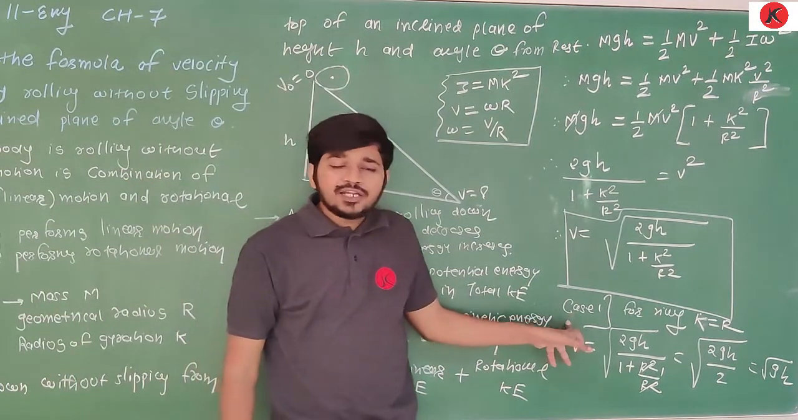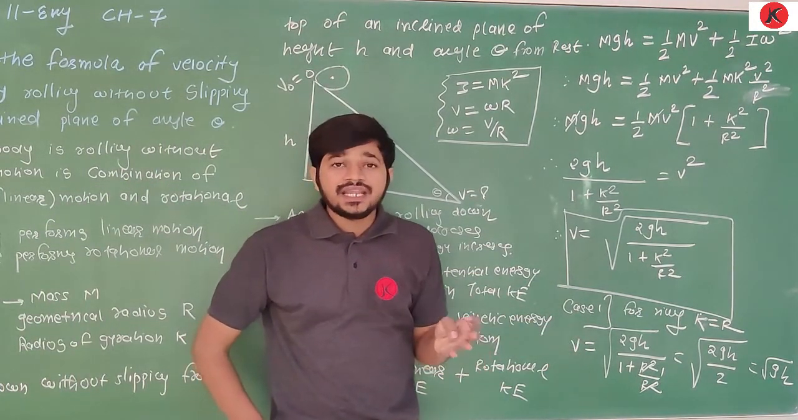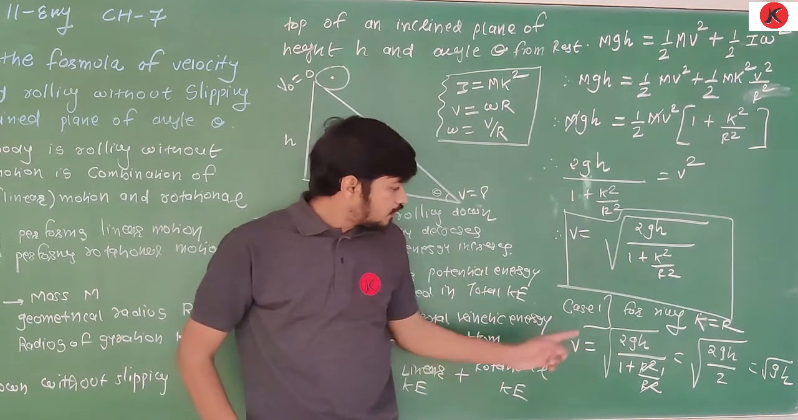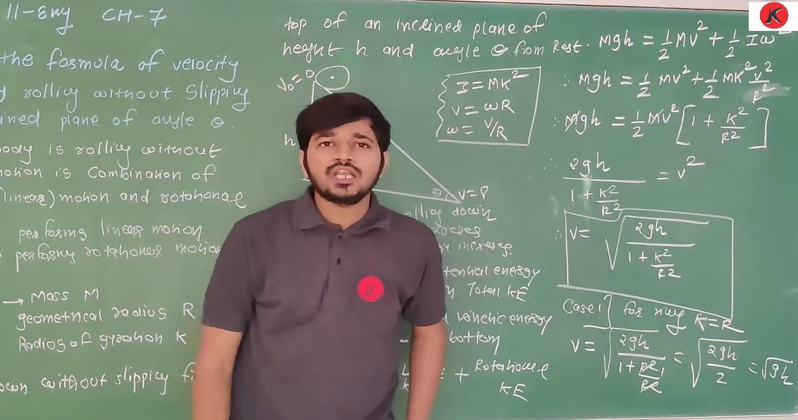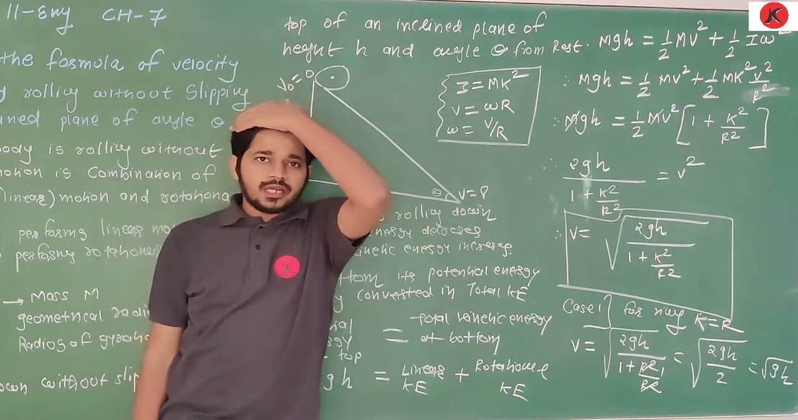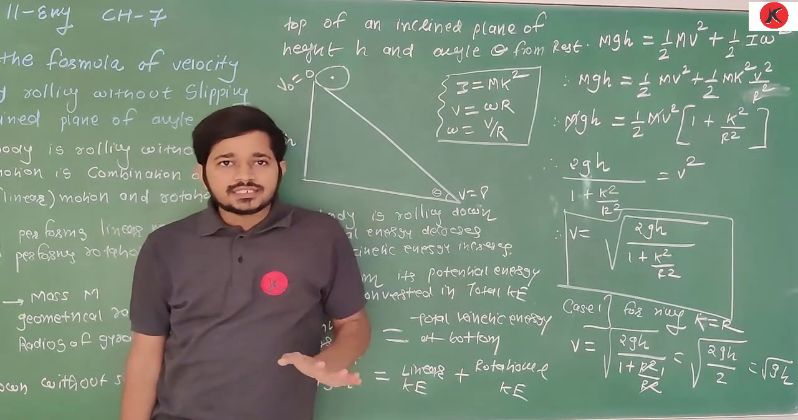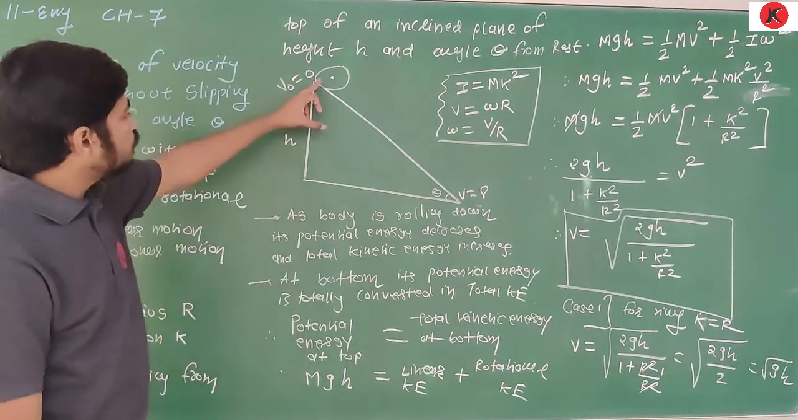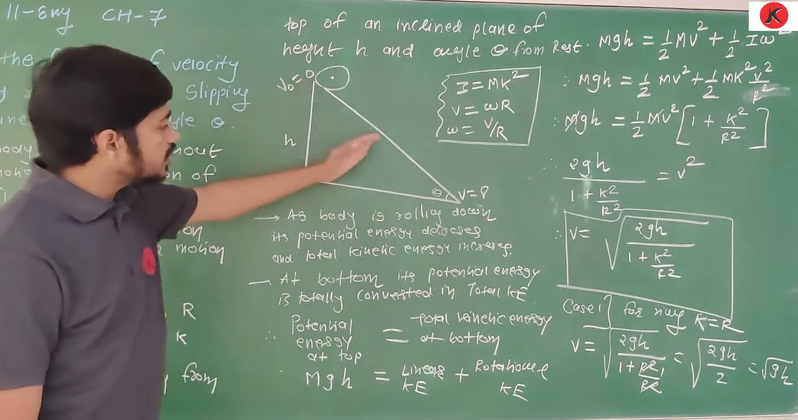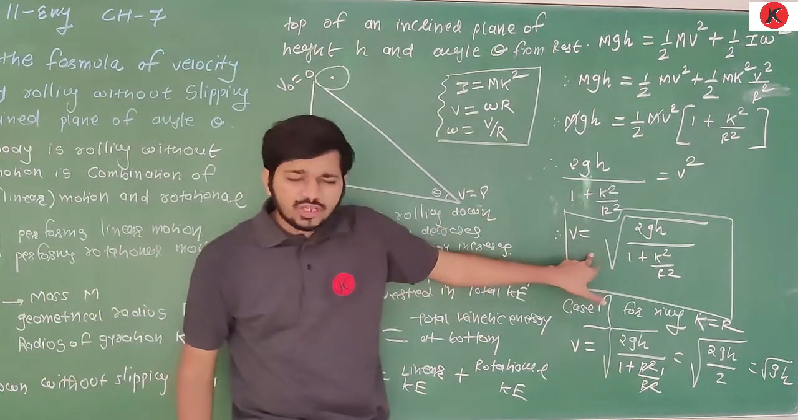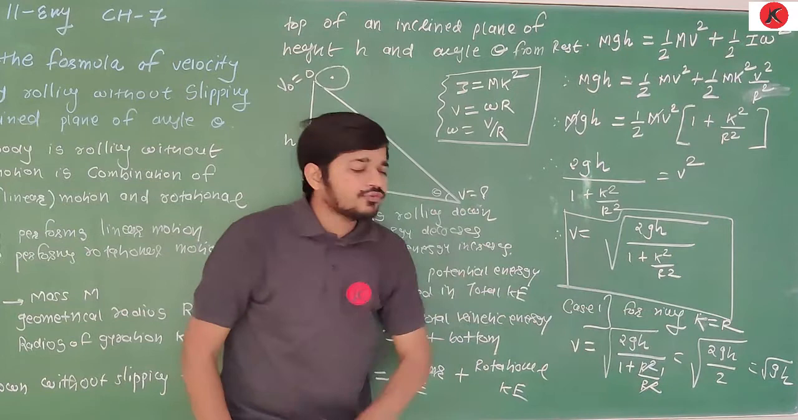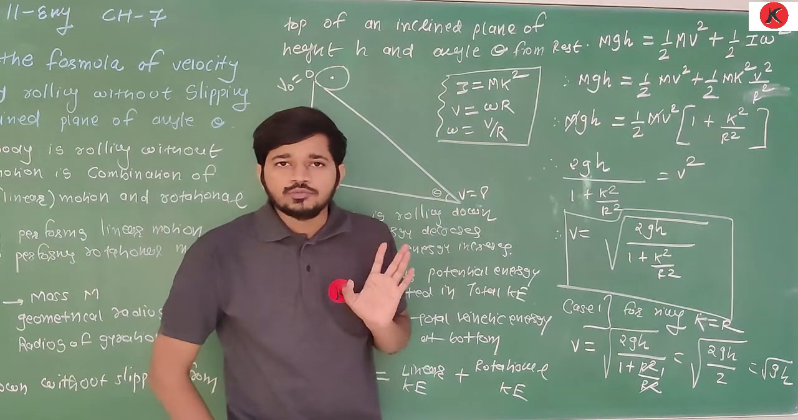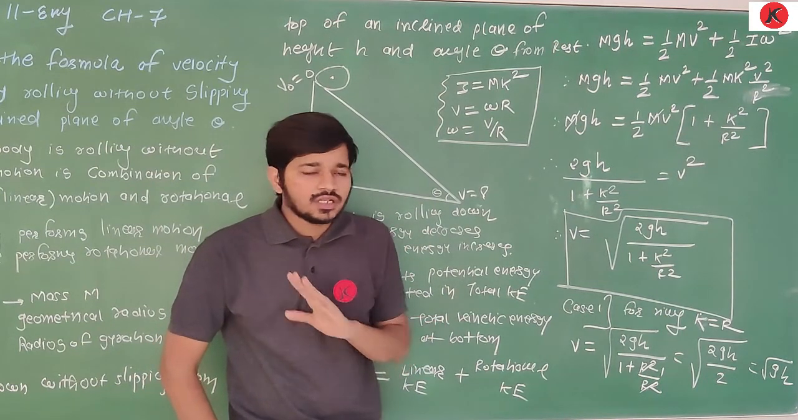So for different objects, ring, disc, sphere, cylinder, yes or no? For different objects, you just have to remember the value of k, that is the radius of gyration. Okay, yes, this is how different questions can be asked. One ring is rolling down, one sphere is rolling down, one cylinder is rolling down. You have to remember this equation and put the value of k for the given object. Clear about this?